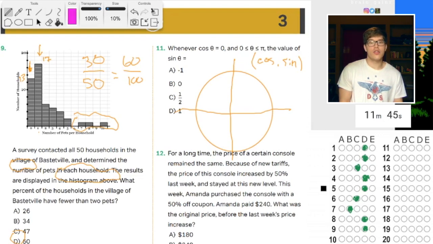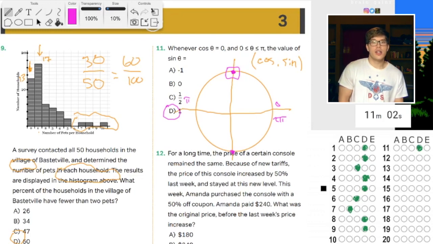We are told that cosine is 0, so our x value is 0. So we're looking at this point or this point. And then what are we told? We're told that theta is between 0 and pi. So this is 0, this is pi, and then a full circle is 2 pi. Think of how you find your circumference. It's 2 pi times your radius. So that's because 2 pi is the number of radians to get around the circle. So we're looking between 0 and pi, so we're looking at this point. So the sine of this value, it is a unit circle, so our radius is 1, so our answer is D. So 11 is D here.